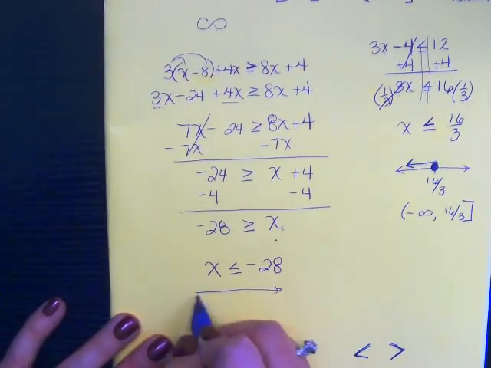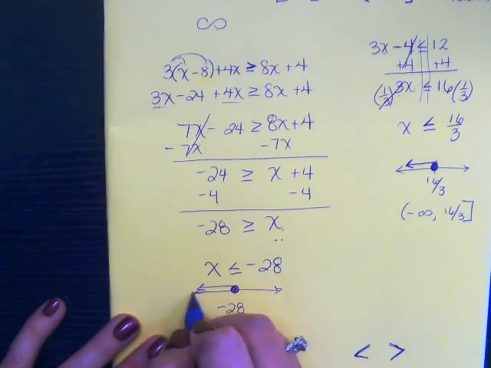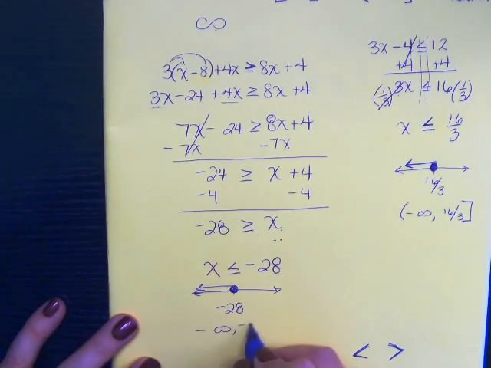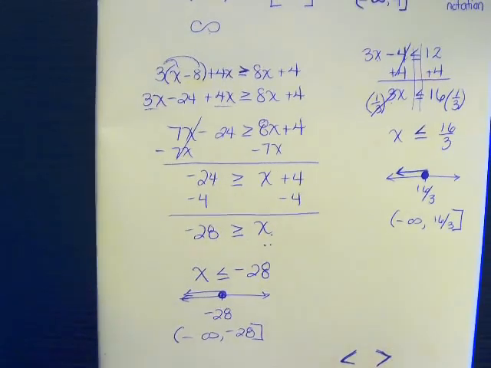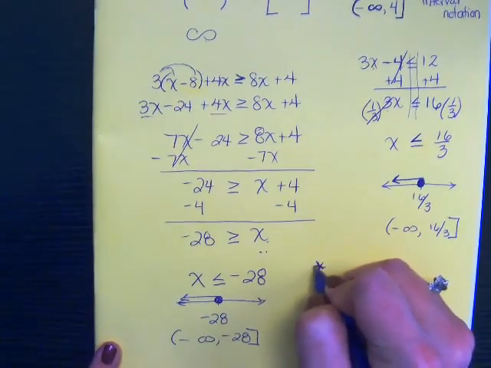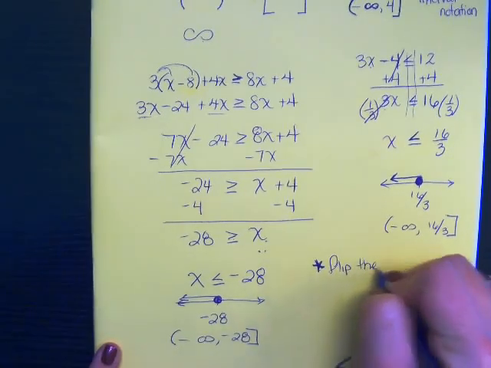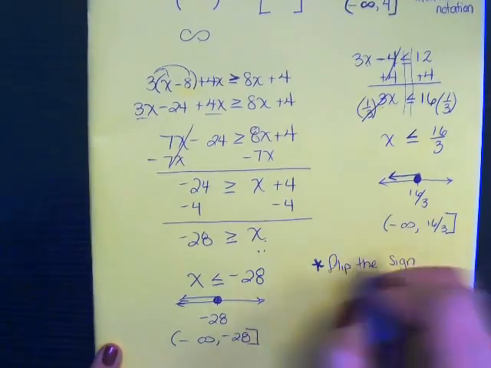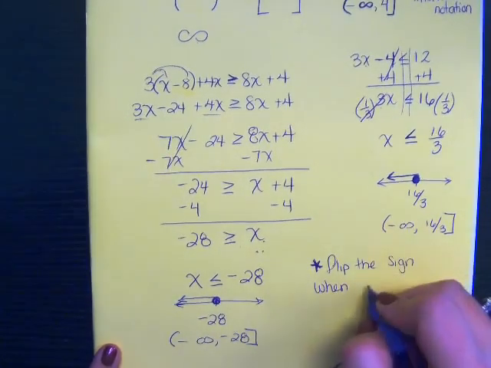If I were to graph it, I again have a closed circle, negative 28, arrow pointing this way, negative infinity to negative 28, bracket and parenthesis. Speaking of flipping things around, there is one time where you need to flip the sign. And that is when you multiply or divide by a negative.